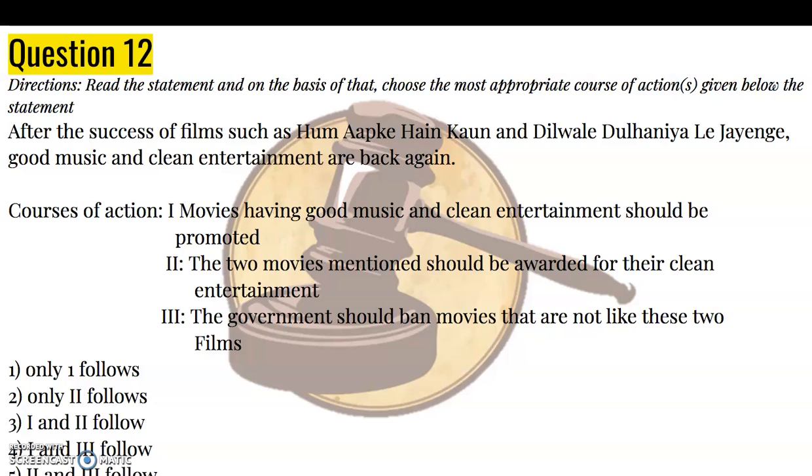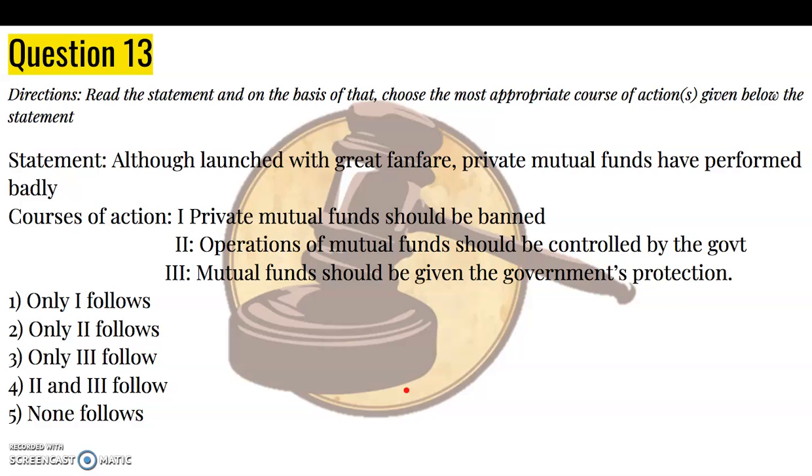Three says that government should ban movies that are not like these two films. No, why should we ban the movies? If there are other good movies like Swadesh, we cannot ban them, right? Although they are not like these two films, Swadesh is still a good movie. So we cannot justify banning films like these. Okay, very arbitrary thing. So the answer will be one and two follow, and that would be it.